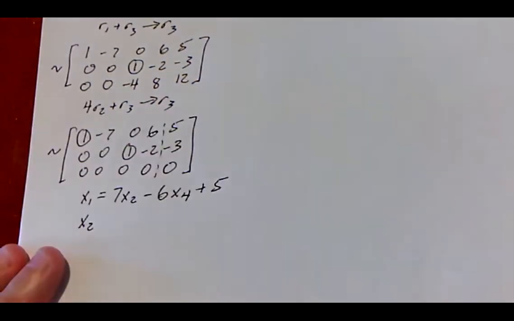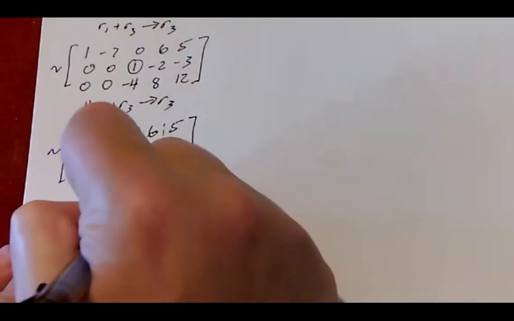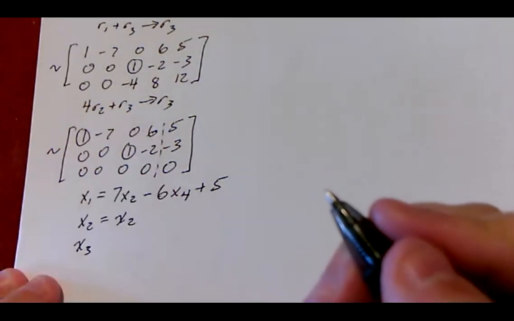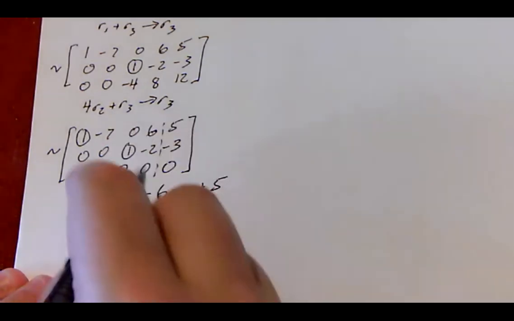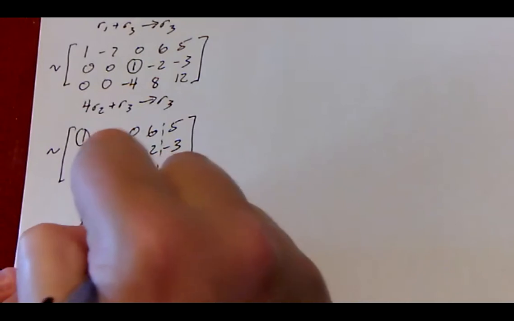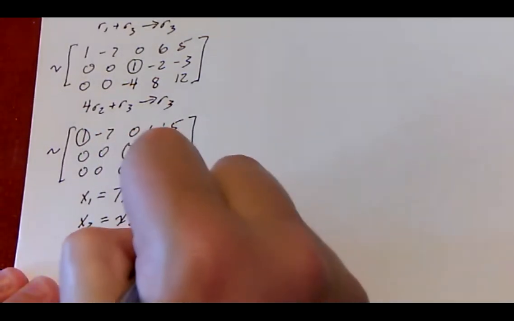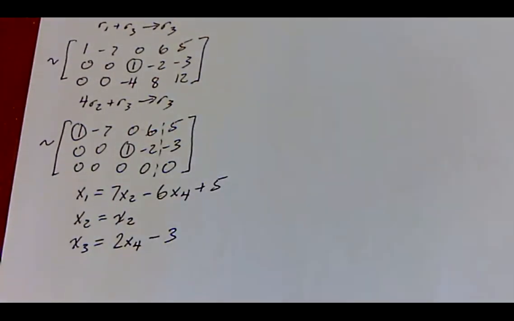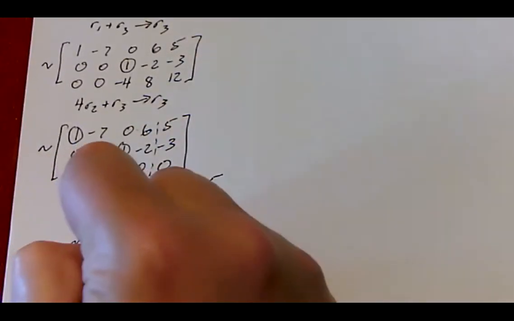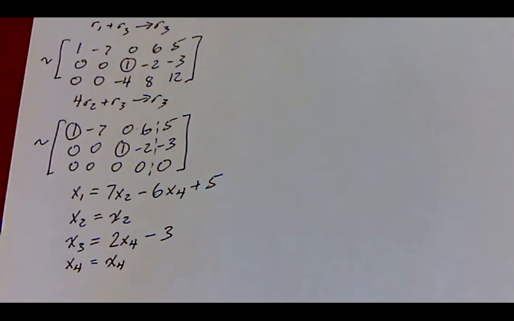Now, x2, no pivot in that column, so x2 is free. x3 then, that is going to move that -2 over, so I'm going to have 2 copies of x4 minus 3. Again, the -3 is already on the right-hand side, and then x4 has no pivot in its column, so x4 is free. So we'll say x4 is equal to x4.